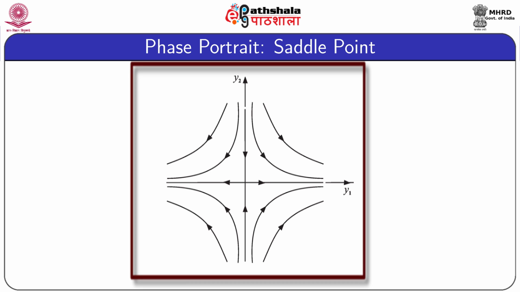So, this is the phase portrait of the saddle point where you have two half lines entering (0, 0) in opposite directions and two half lines moving away from (0, 0) in opposite directions. This is the part which happens when t tends to plus infinity, and this is the part which happens when t tends to minus infinity.